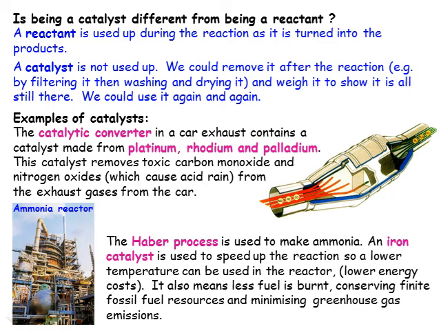Another important example of a catalyst used to increase the rate of a reaction is in the Haber process, used for the industrial production of ammonia. The catalyst used here is iron. Using the catalyst allows the reactor to work at a lower temperature and still achieve the same rate of reaction, so less fuel is burnt. Using less fuel conserves finite fossil fuel resources, and minimises greenhouse gas emissions, so we can see that understanding how to control the rate of reactions is of great significance for our environment and for a sustainable future.